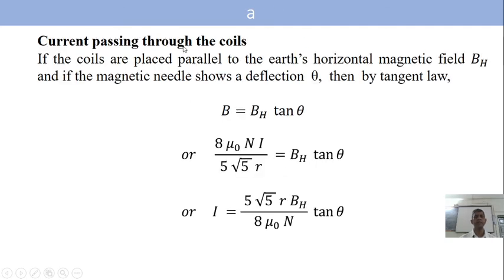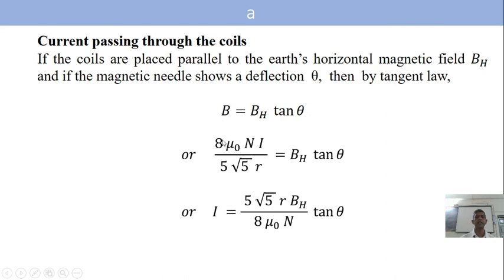Again, the current passing through the coil is obtained. Here, the coils are placed parallel to the Earth's horizontal magnetic field B_H. Here B_H is called what? Earth's horizontal magnetic field. These two coils are parallel to B_H. If the magnetic needle shows a deflection θ, then by the tangent law, B = B_H tan θ. Here B is the resultant magnetic field, B_H is the Earth's horizontal component, and θ is the deflection.